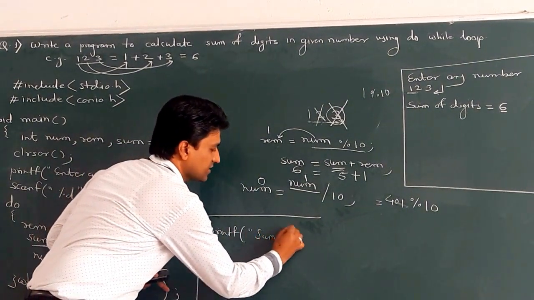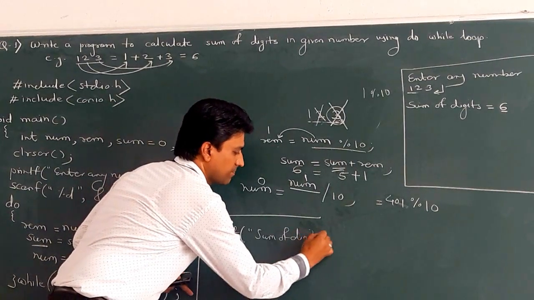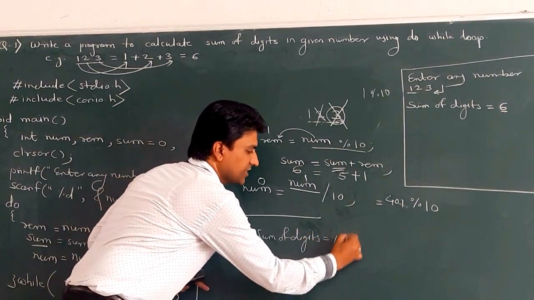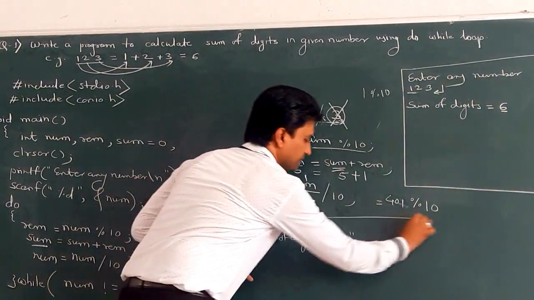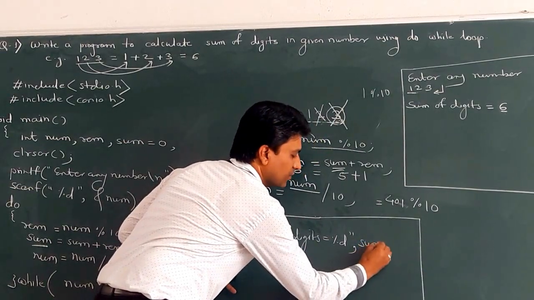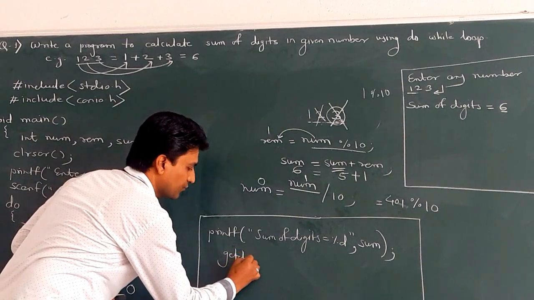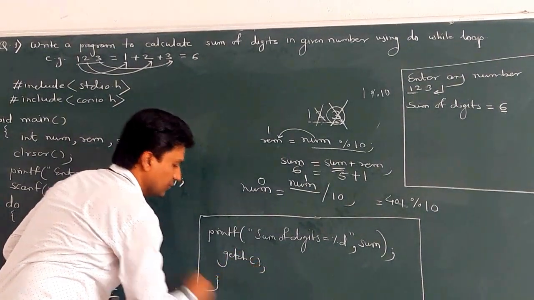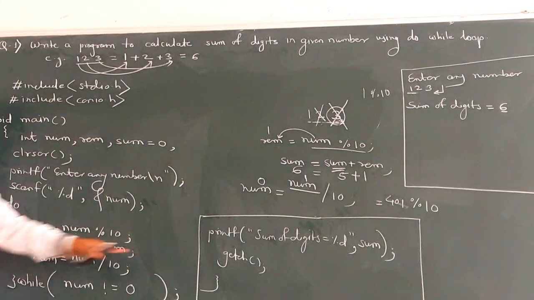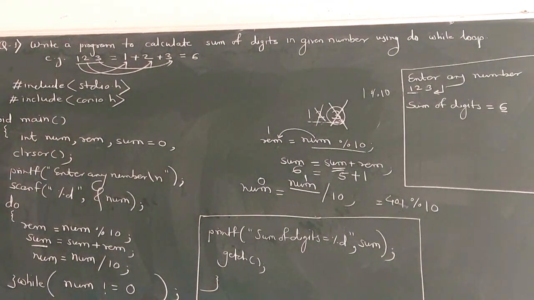sum of digits is equal to %d in double quotes, comma, name of the variable. What is the name of the variable? Sum. And the last statement is to freeze the console using getch. Completion of the main function.